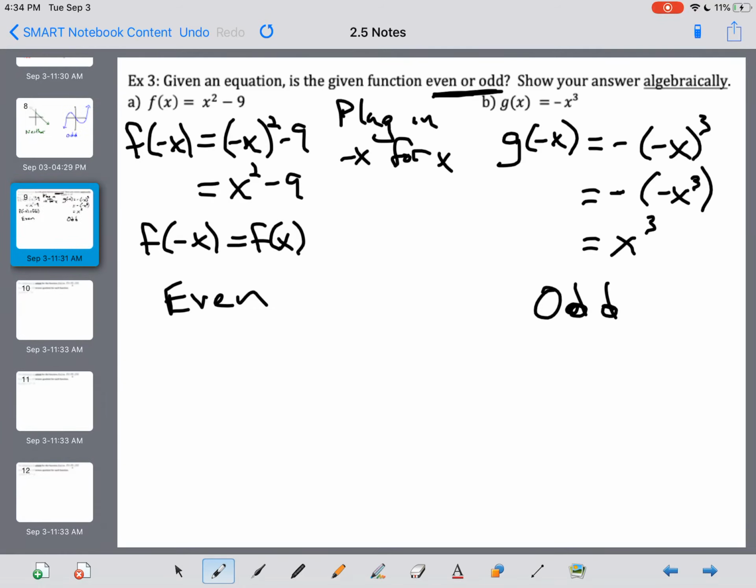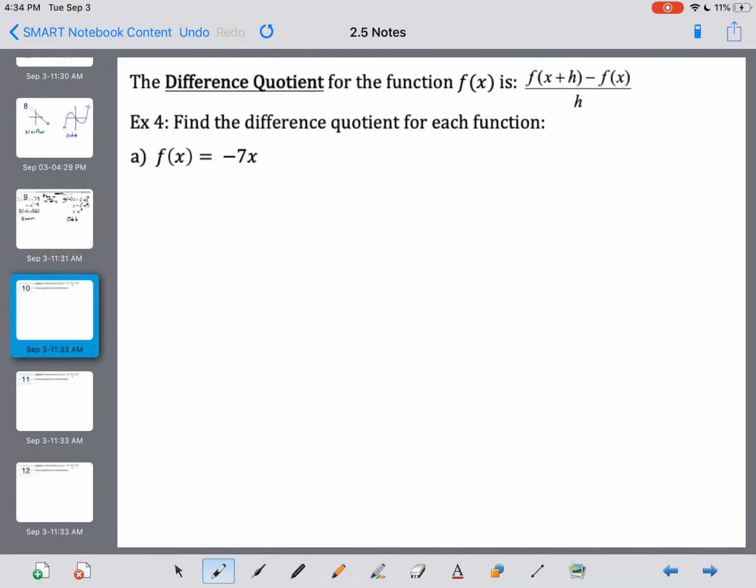One last idea here. We're going to take a look at the difference quotient. This is for those of you that are planning on going on to calculus next year. This is a very important idea. We're not going to get into the calculus of it, but we have to make sure that we understand the algebra this year. So the difference quotient is f of x plus h minus f of x over h.